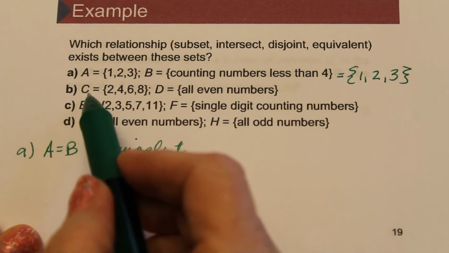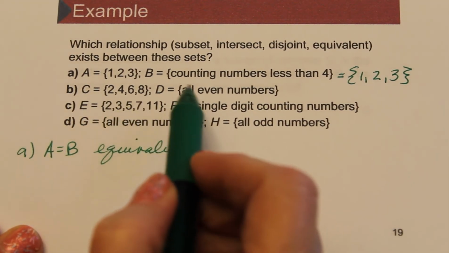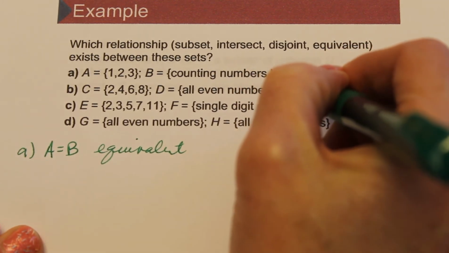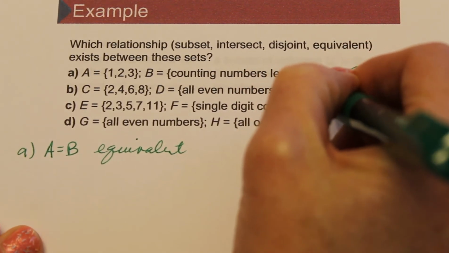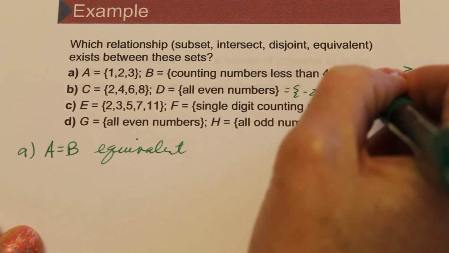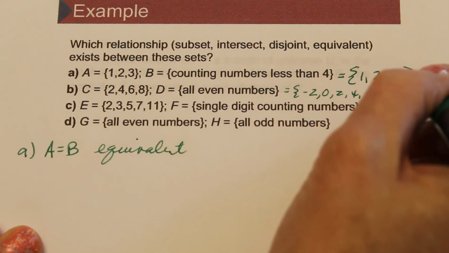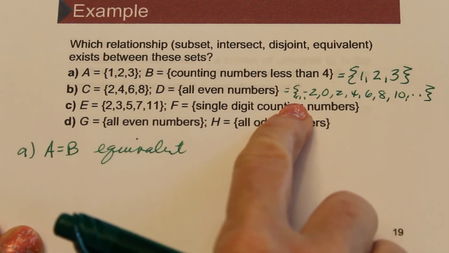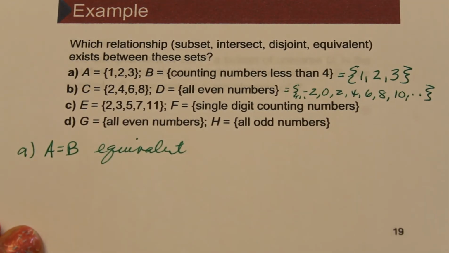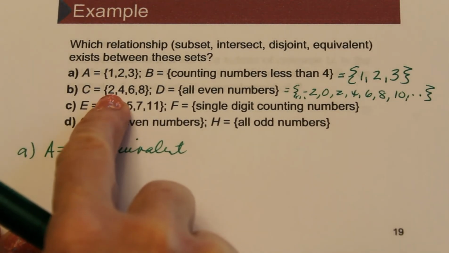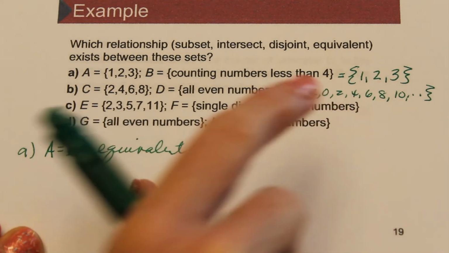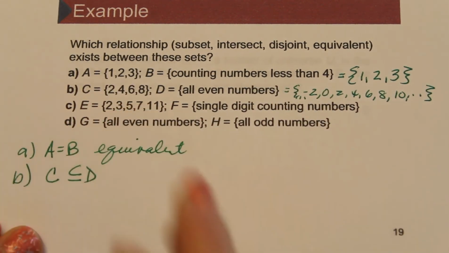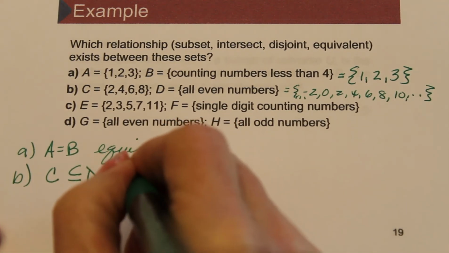Let's look at the next one. Set C is 2, 4, 6, 8, and D is all even numbers, so that's going to be like negative 2, 0, 2, 4, 6, 8, 10. In fact, this goes to infinity in the negative numbers and the positive numbers. Since every element in C is also in D, we would say that C is a subset of D.